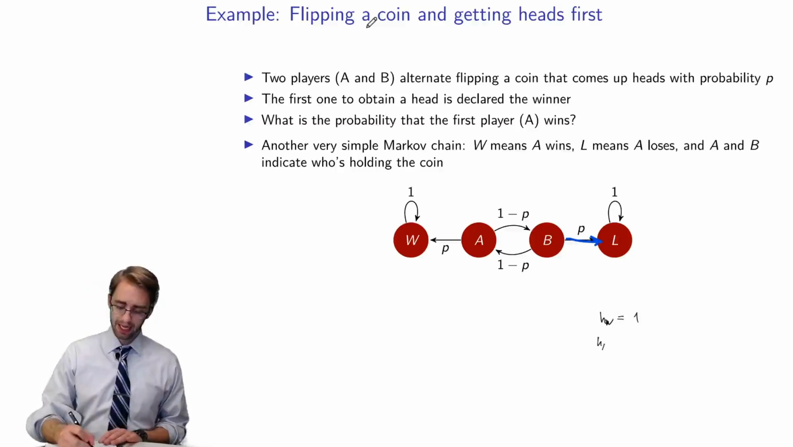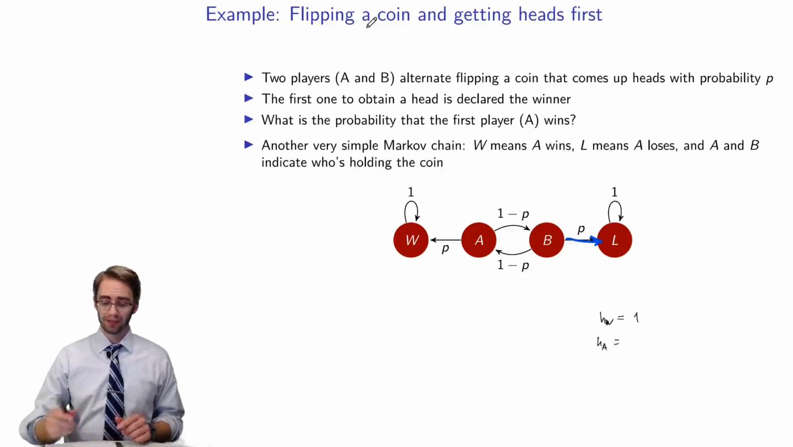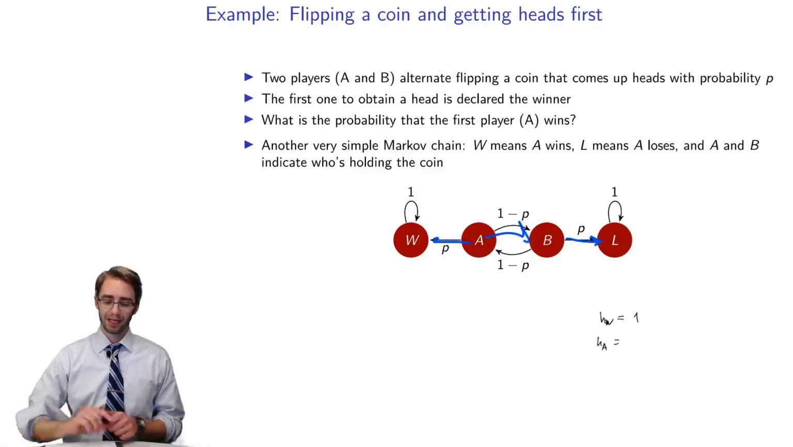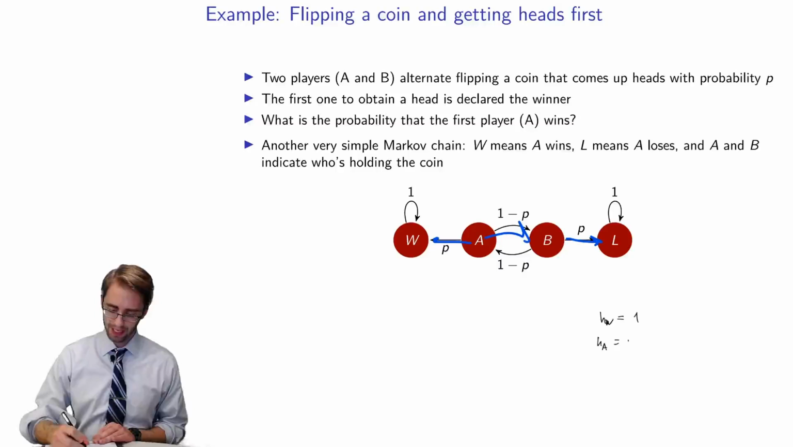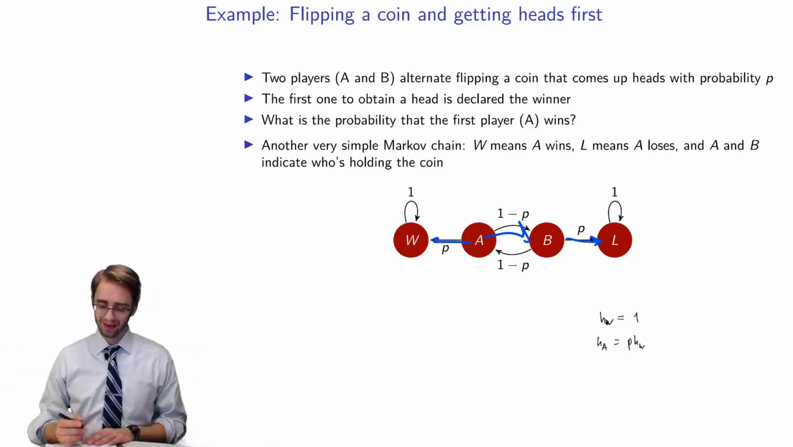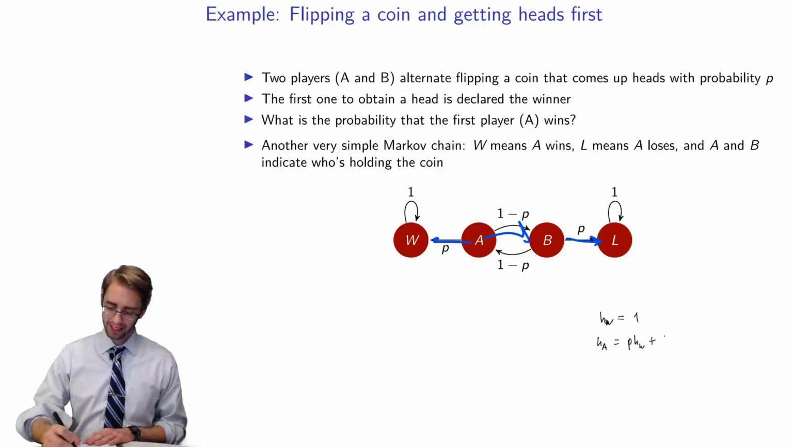H sub A is going to be what? What can you do from state A? Well, you either go to state W or you go to state B, and the probabilities of those happening are P and 1 minus P respectively. So H sub A would be P times H sub W. Of course we know H sub W is 1, but we'll act like we didn't know that and write out the expression as generally as we can. Plus 1 minus P times H sub B.